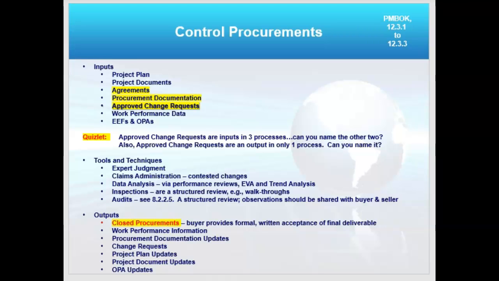Direct and manage project work as an input. They need to know because they're building it. Control quality control, because as an input they need to know so that they know what to check for, what standards are. And control procurements, they need to know also. Okay. Tools and techniques. The one different tool is called claims administration, and that's where you're working through contested changes. And of course, inspections you will do and audits in accordance with the contract.